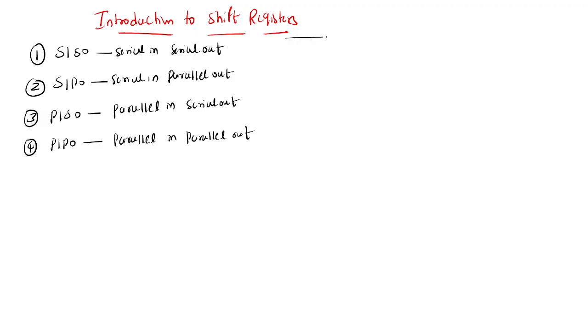So serial in, serial out means what? You are inserting data bit by bit, one bit, and you are shifting the data one bit. It can be left shift or right shift, whatever shift you are doing. And SIPO means what? You are inserting the data bit by bit, serial in, and you are taking 4 bits of data at a time. That is nothing but SIPO.